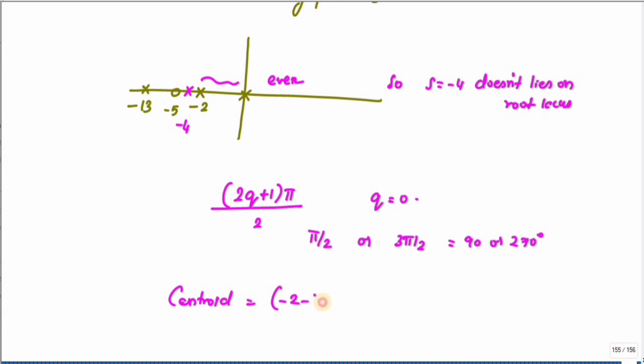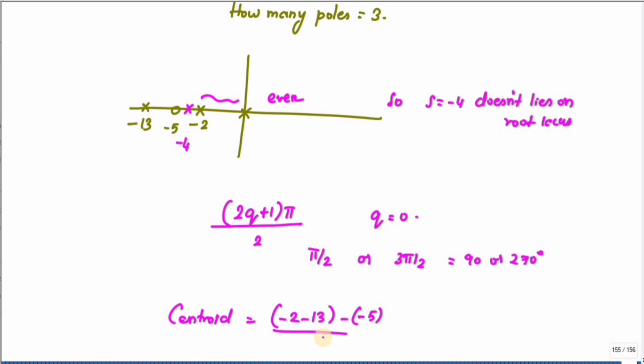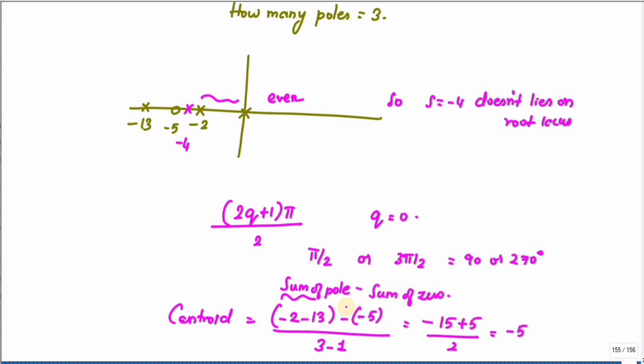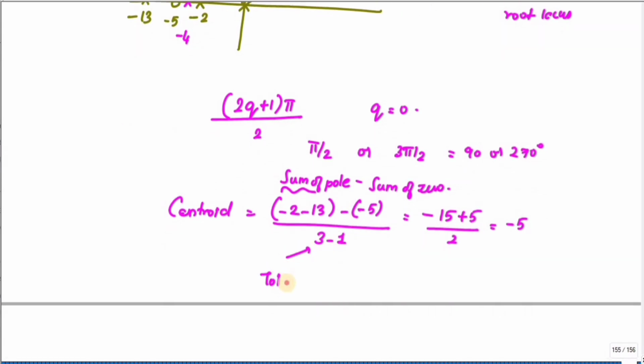Okay. So how to find the centroid? What is the value of the poles? It is -2, -13 and -0, right? Minus the zeros. So the zero is -5. So the answer is (-15 + 5) divided by 2, that is -5. That is the centroid. So the -2 and -13 represent the sum of the poles, minus the sum of the zeros, divided by the total number of poles minus the total number of zeros. That is the formula for the centroid.